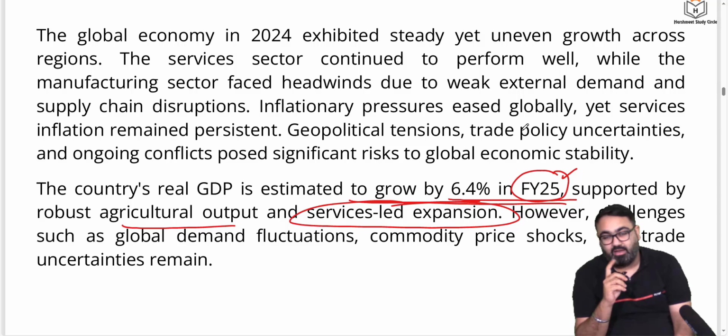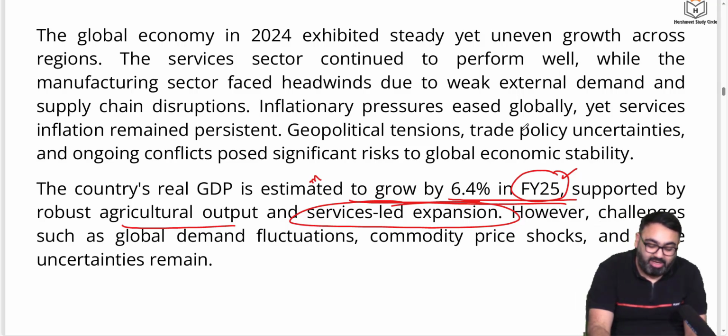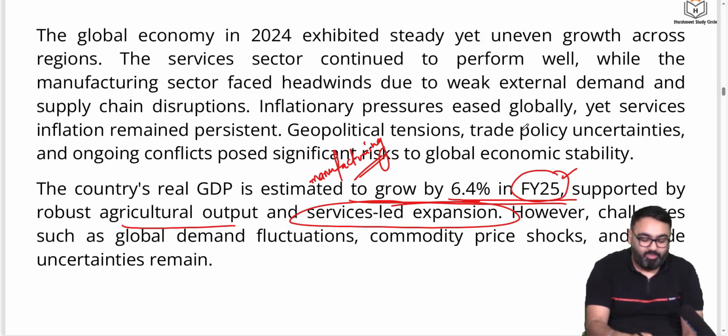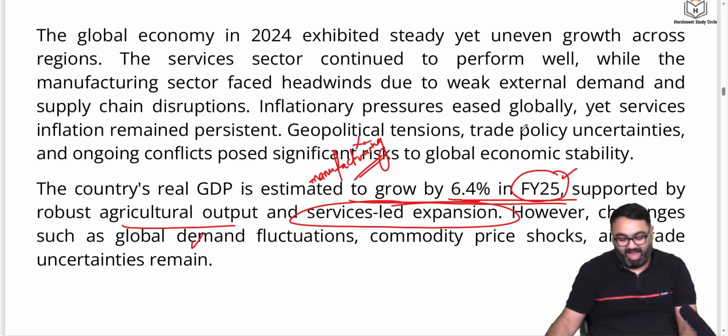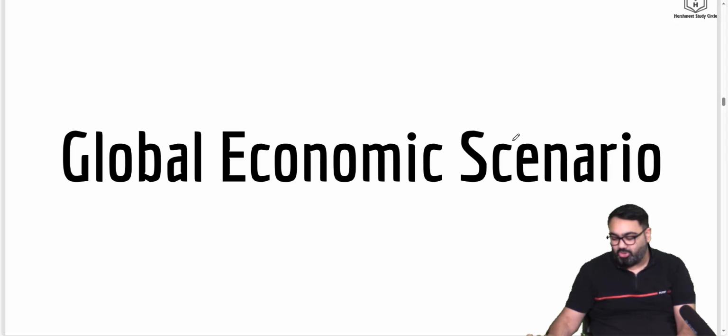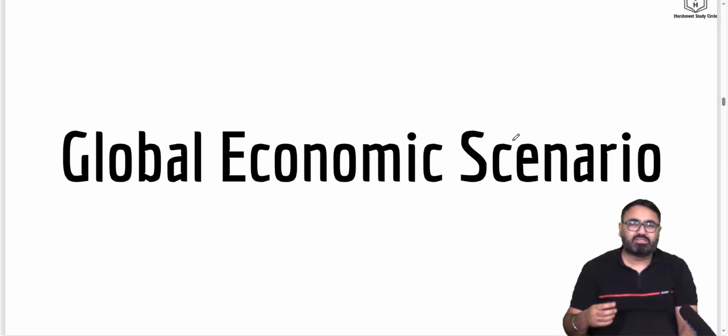Now, please understand what they mean to say is that we are not expecting a lot from manufacturing. If the three components of the economy are agriculture, manufacturing and services, we are mainly expecting growth to come from services and a robust agricultural output, but we are not expecting a lot from manufacturing. That is not a good sign, because India has been trying to give a push to Make in India, to give more jobs to people, because out of all the three, most of the jobs can be unlocked through manufacturing only, which is where India is lagging.